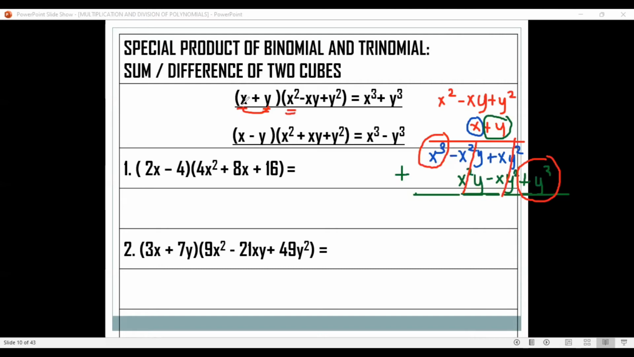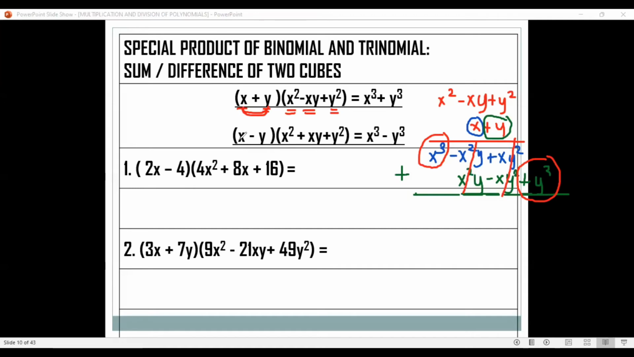So we have x multiplied by itself, and then y multiplied by itself also, so y squared, and the middle term is the negative of the product of the first and the second. Therefore, we have the sum of two cubes. And if you have the difference of two cubes, it will just be a change in the sign.